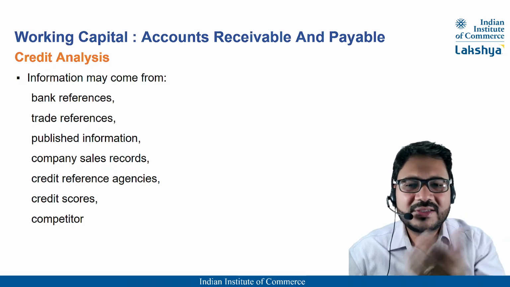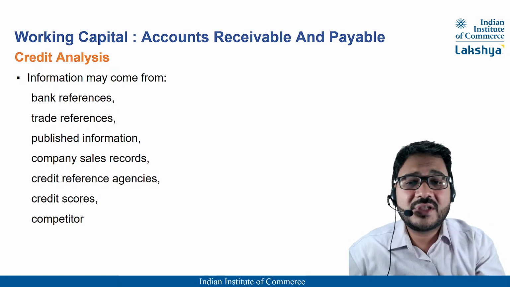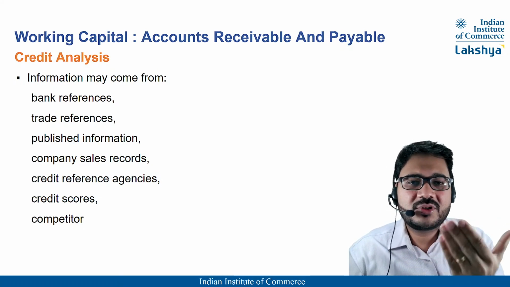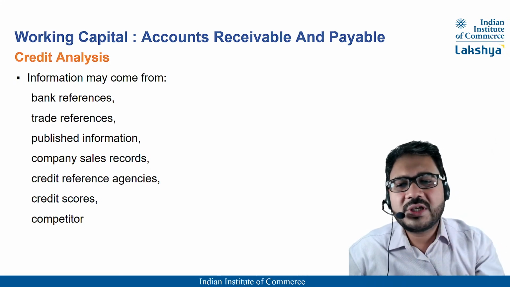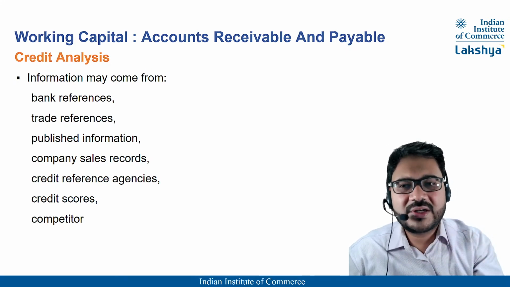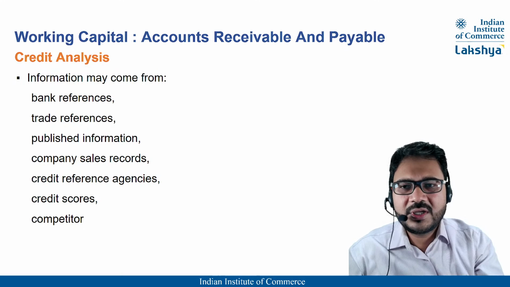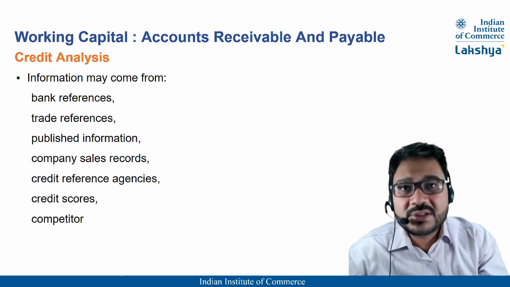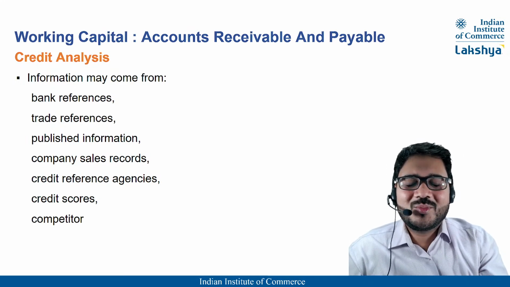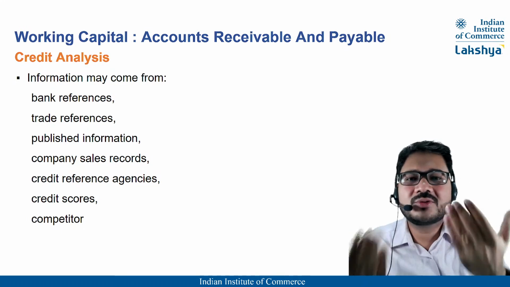Okay, company sales record, as I gave you an example previously, the turnover, how much sales are they doing? Credit reference agencies, like your AAA, as in you have Standard and Poor's, you have Fitch, you have Moody's. Okay, they give credit ratings. So you would seek information from credit reference agencies and credit scores, or from your competition also. See, many times you feel that competitors are basically enemies. No, in most cases, competitors are friends, because the market is big enough for them to serve.